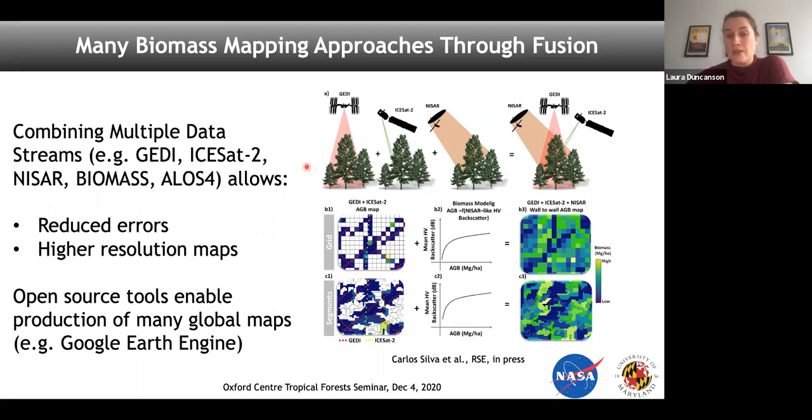So there are a lot of different data streams that are very complementary, particularly LiDAR and SAR, because the radar is going to give you penetration through clouds and wall-to-wall data, whereas the LiDAR will be able to penetrate, especially for GEDI, all the way to the ground, so it won't have the same kind of saturation issues with respect to biomass. So combining LiDAR and SAR and other data streams, we envision, will reduce uncertainties and give you higher resolution maps. I'm so excited about all of the different products that I imagine many people in our field, on this call, might produce.